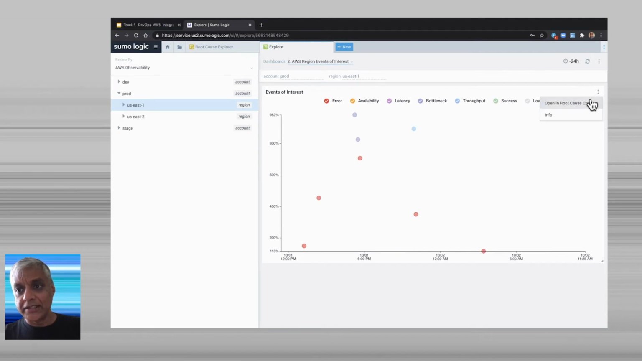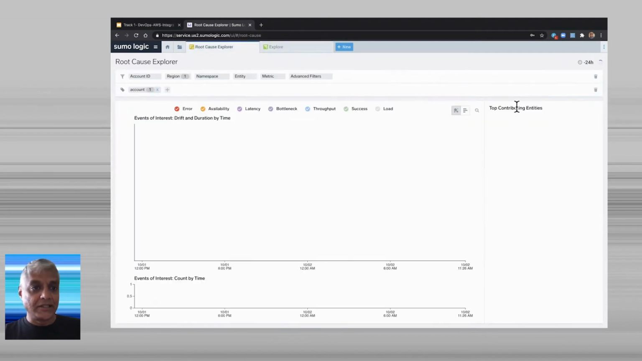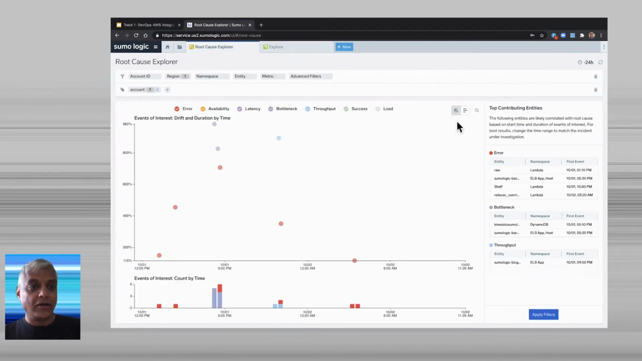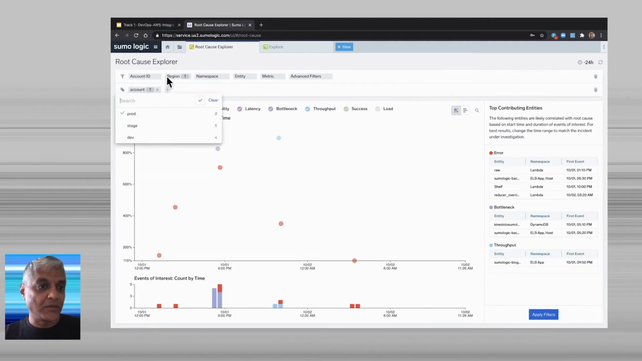To find out, I open the details of this particular area on the Root Cause Explorer panel itself. One of the first things you'll notice is that the context that was on the previous dashboard gets carried over. In particular, I was in the US East 1 region and in the prod account. So that context got carried over for me.